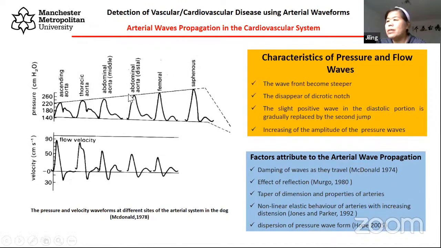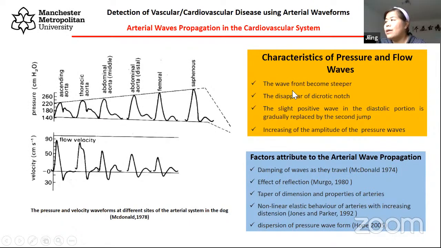We can use this graph to explain the features of the pressure and flow or velocity waveform. This one is pressure, this one is velocity. This graph shows the pressure and velocity waveforms at different sites in the arterial system in dogs. This one was published in McDonald's book in 1978.